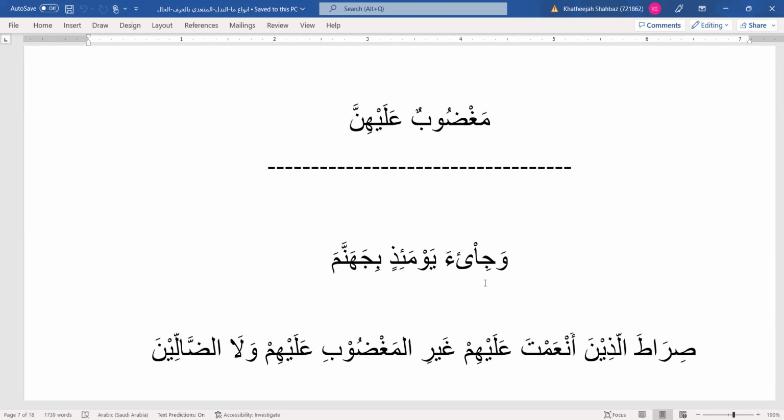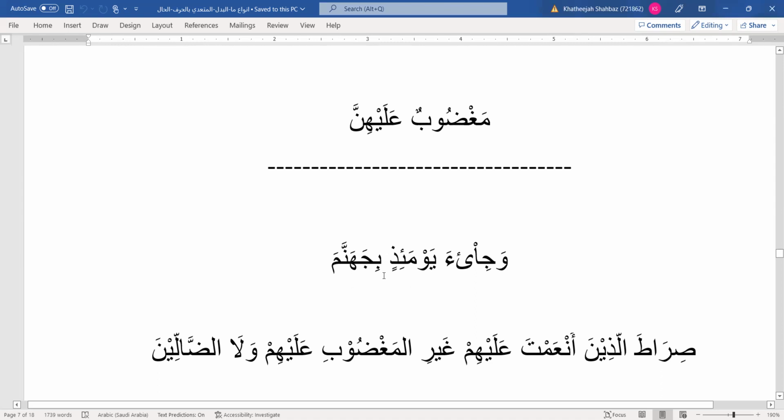Fi'lul lazim. So we cannot make ji'a just by itself. We have to add a harf. Where is the harf? Bi, bi Jahannam. It doesn't have to be next to it always. Bi is the harf. Ja'a bi, he brought. Ji'a bi, he was brought.